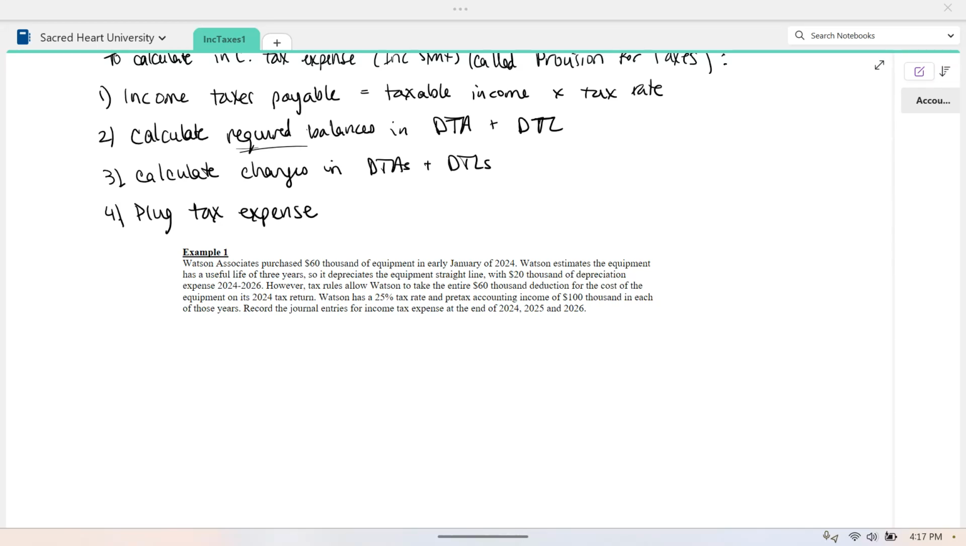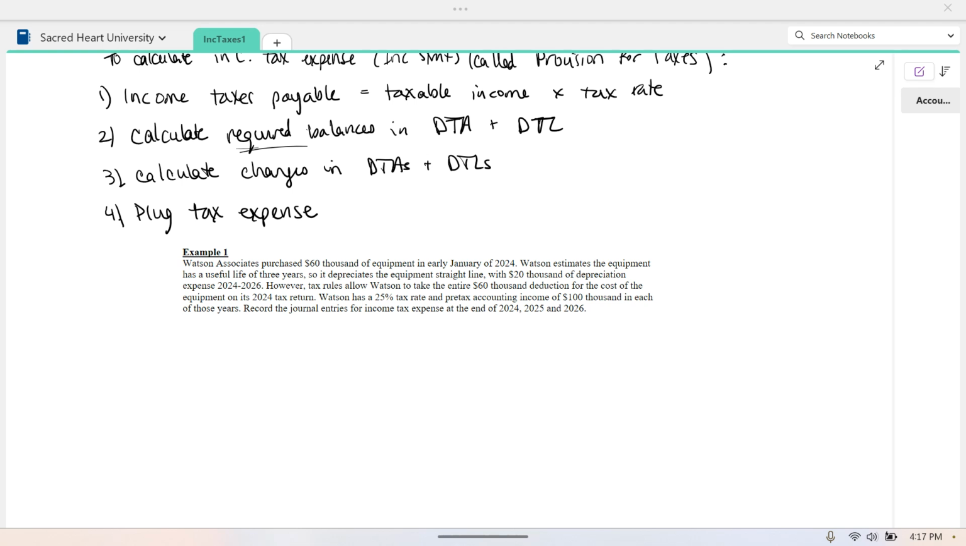Let's take a look at our first example. Watson Associates purchased $60,000 of equipment early this year, 2024. The company estimates the equipment to have a useful life of 3 years, and it uses straight line, so we'll have $20,000 of depreciation expense in each of the 3 years.